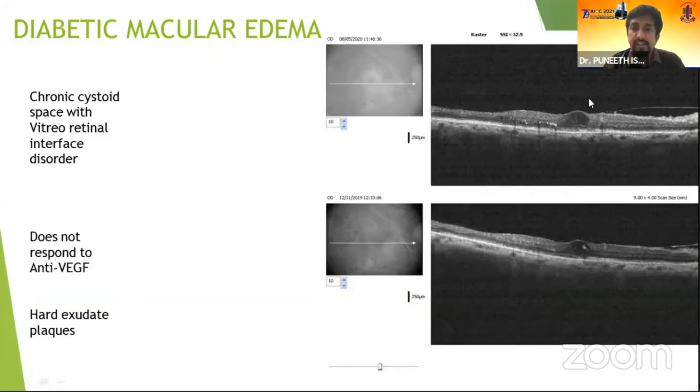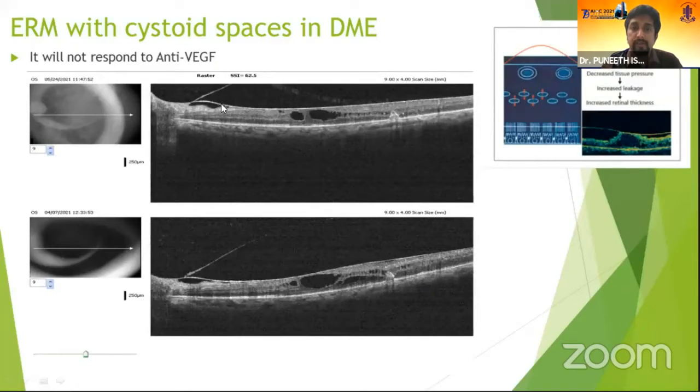In certain other cases, there is traction by the vitreous. In such cases also, the fluid does not respond to anti-VEGF. We have to do a vitrectomy to relieve this traction so that the edema reduces. This is also an epiretinal membrane which causes traction on the cystoid spaces here. As a result, even if you give an anti-VEGF, it is not going to respond. The culprit is the ERM. It has to be removed surgically.